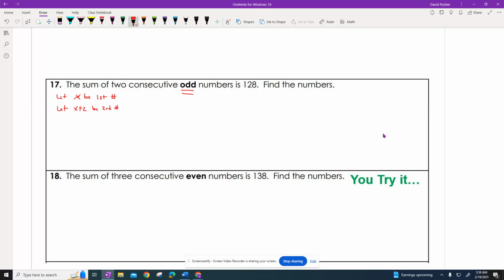Now, I'm hoping when I'm done doing my math, the first number is going to be an odd number. That's a good cue to check there. All right, so we're going to have x. X plus 2 is going to be my second one. They said add them together. I'm pretty sure the sum of two consecutive odd numbers is 128. All right, so once again, you see there's two x's. Get that x by itself.